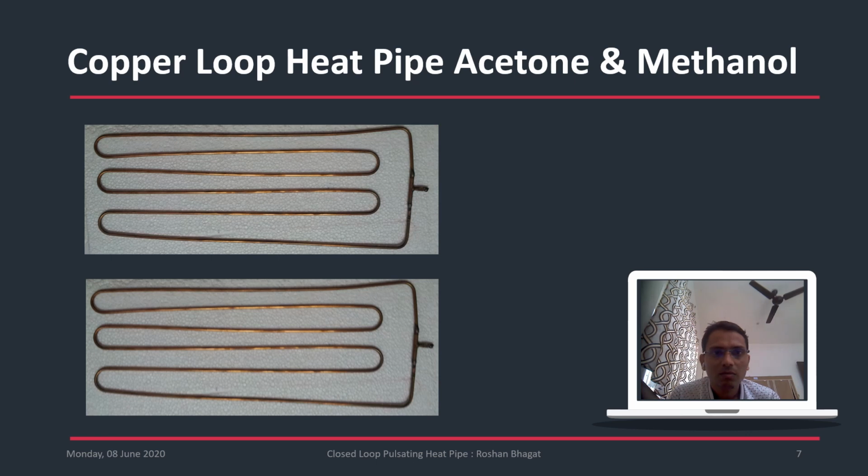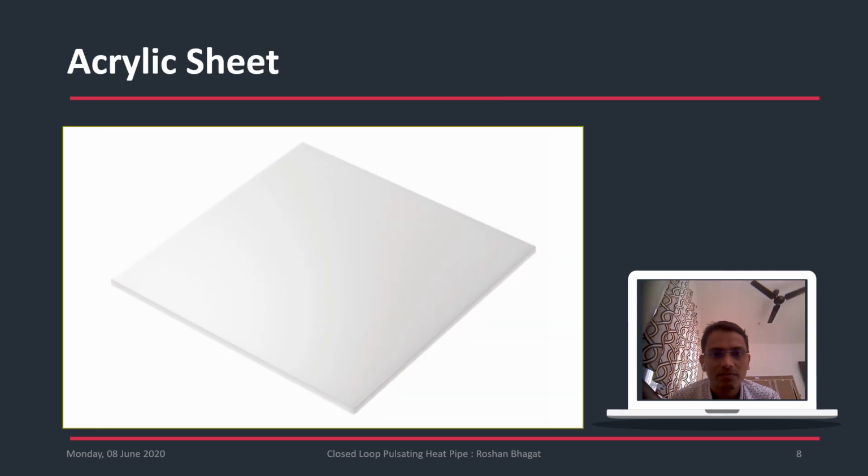So this is a copper tube which is filled with acetone and methanol. We have two different copper tubes: one is filled with acetone, the other is filled with methanol. The internal diameter is 2 mm, the outer diameter is 3 mm. Now you require an acrylic sheet. A 3 mm acrylic sheet was used for the construction of the evaporator box as well as the condenser box.